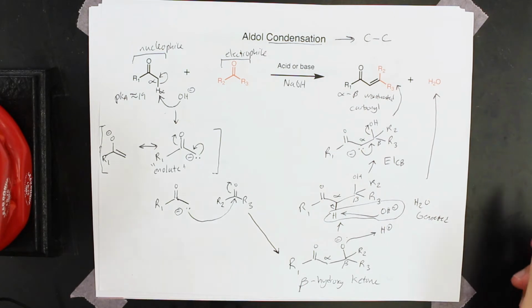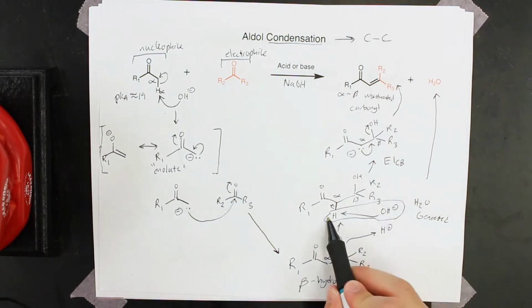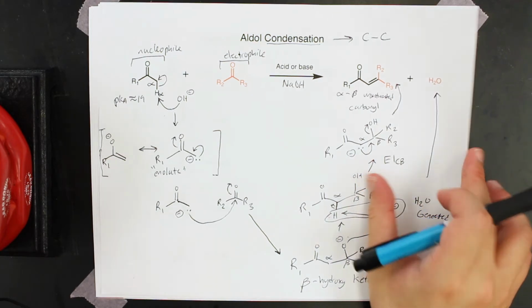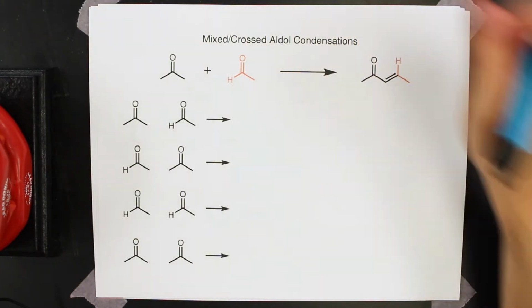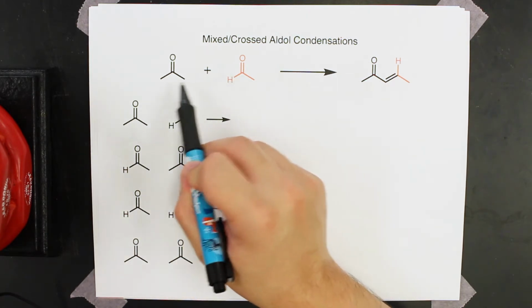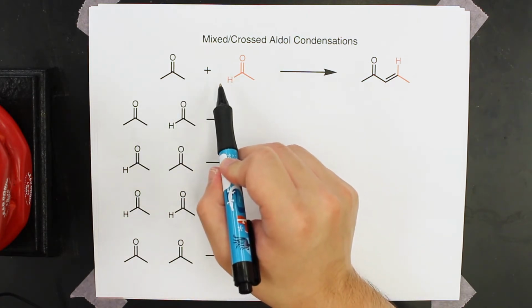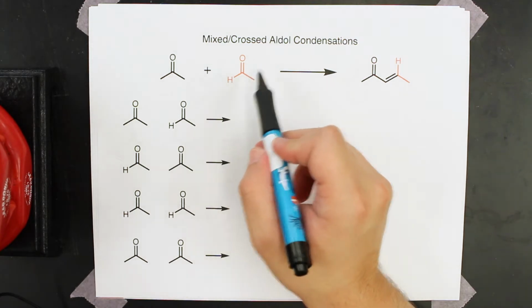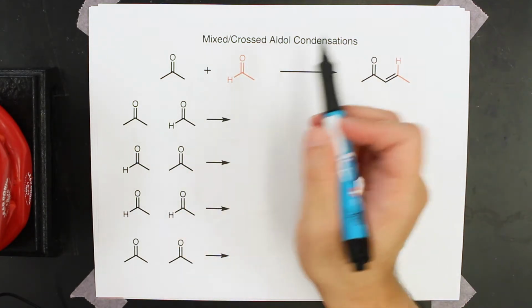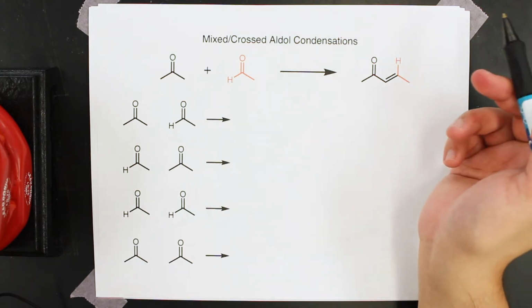And as you can see, water is in fact a byproduct. So OH will take this H, form H2O. Let's go over some mixed or crossed aldol reactions. So this is where we get into the delineation between ketones and aldehydes and how they interact in an aldol condensation. The problem being is that any compound with alpha hydrogen can act as the nucleophile in this reaction.